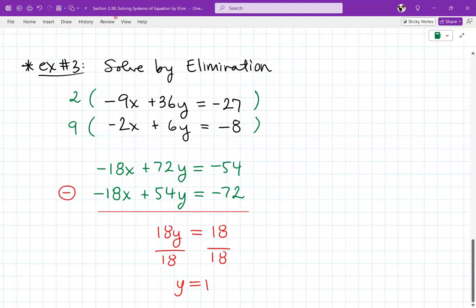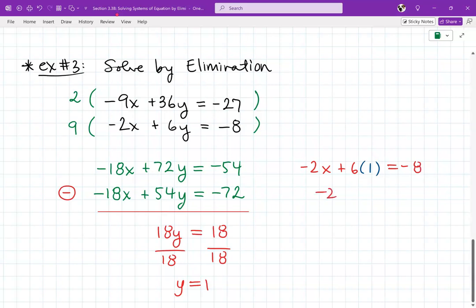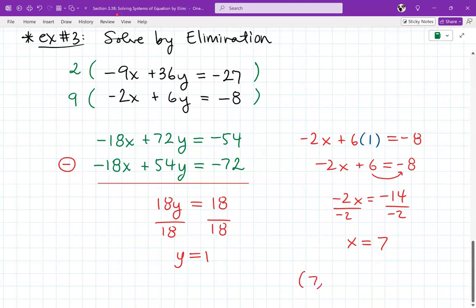All right, now I pick an equation. If I were you, I'd probably pick the bottom one. Out of the two black equations, I would pick the bottom one. That just looks easier. So negative 2x plus 6y, so negative 2x plus 6 times 1 equals negative 8. So negative 2x plus 6 is negative 8. I'll move that 6 over. So it's negative 2x equals negative 14. And if I divide both sides by negative 2, I get that x has to be 7. So my answer is 7 comma 1.